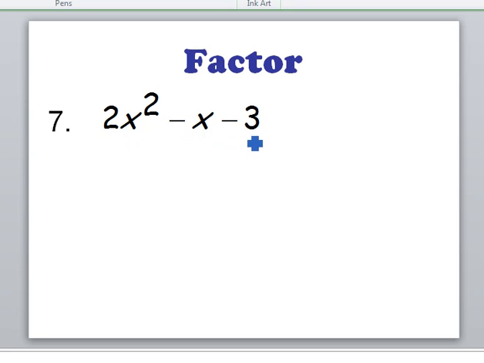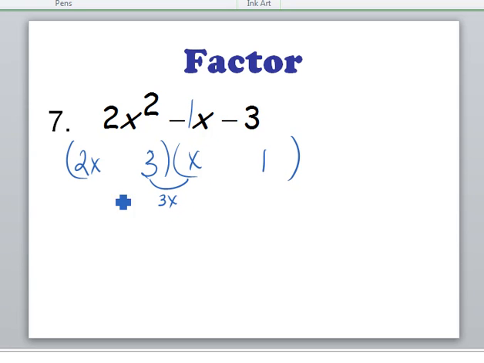There's a 2, a 1, and a 3, so all I can do is break this down into 2 sets of parentheses. The only way to get a 2x squared is with a 2x and an x. The only way to get a 3 is with a 3 and a 1. I want to create a negative 1 inside of here, so I have a 3x and a 2x. The only way to create a negative 1 is to have a negative 3 plus a 2. So a minus 3 and a positive 1.